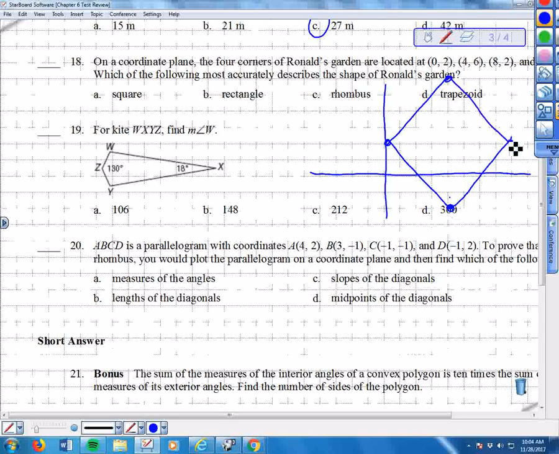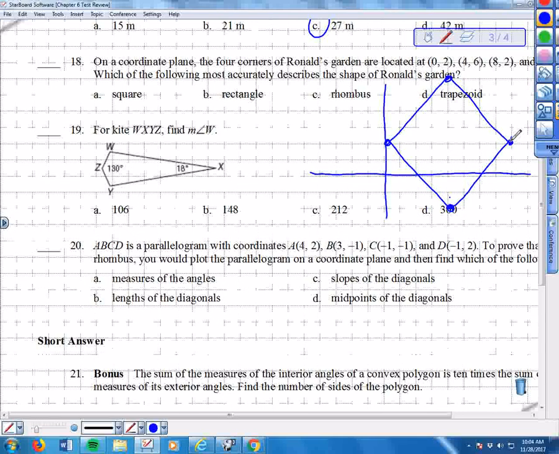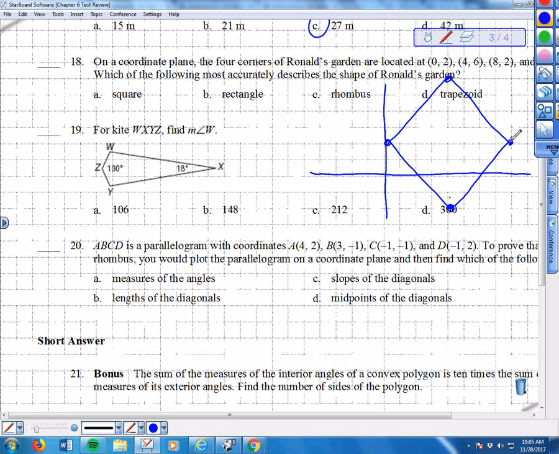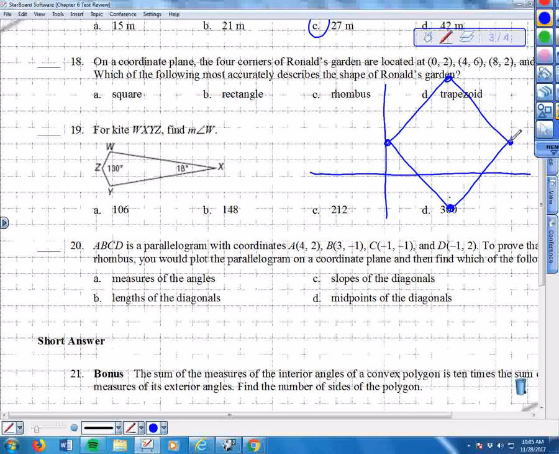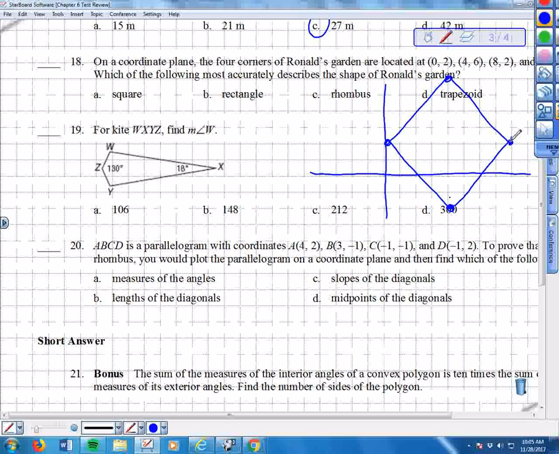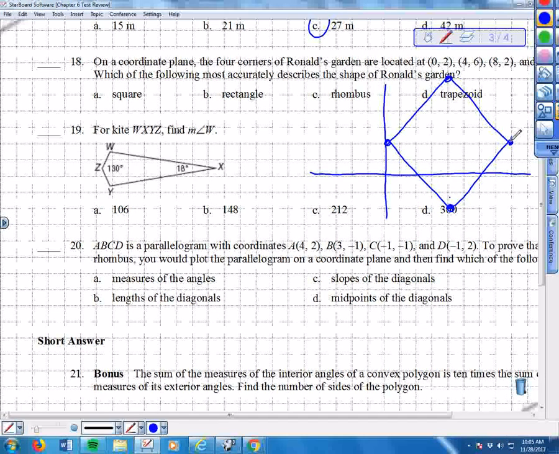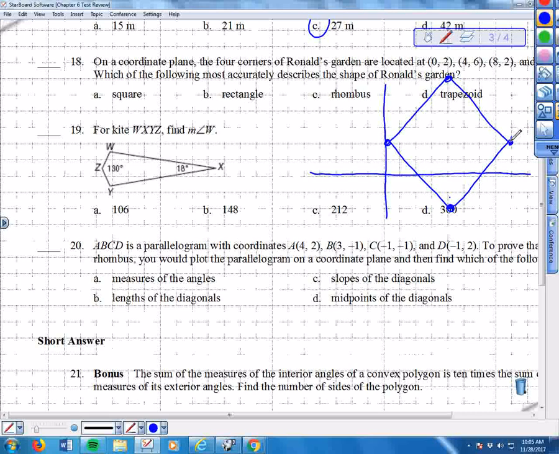Well, most accurate. I could say parallelogram. If all four sides are equal, that would be a parallelogram. It would also be a rhombus, and it could be a square. Most accurate would be a square. So that might be the easiest to rule out. Because if I could rule out that the sides are equal, I know it's not a square or a rhombus, right? I can tell it's not a trapezoid, so it could be a rectangle if the sides aren't all equal.